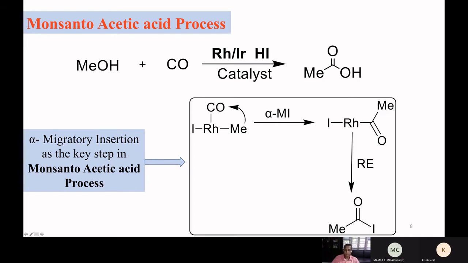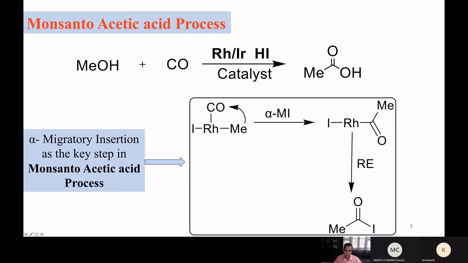Okay. Now I will discuss briefly how this is happening. These are processes we'll come back to in the future, but let me briefly discuss the way this reaction happens in the context of alpha migratory insertion. What we do in this case is take methanol, carbon monoxide, and a rhodium or iridium catalyst in the presence of a catalytic amount of hydroiodic acid, HI. Without this, the reaction really doesn't work well. And then you get acetic acid.